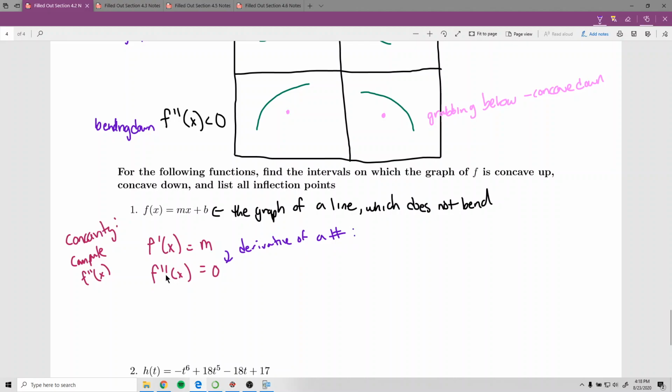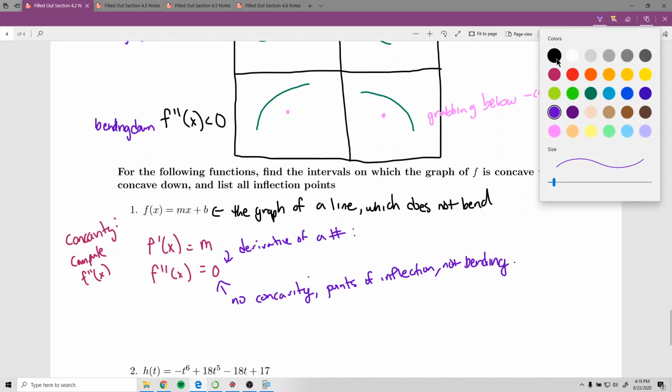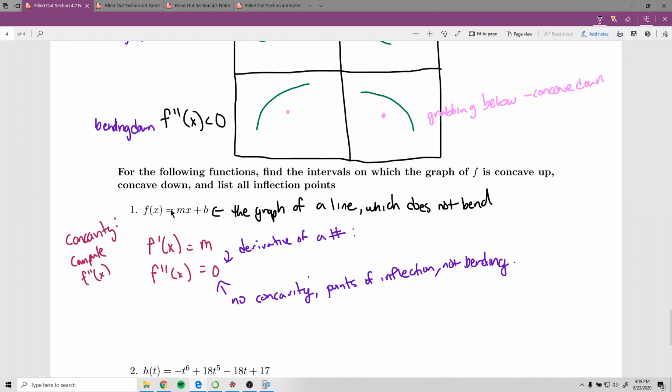And what this means when your second derivative equals 0 is that there's no concavity. There are no points of inflection. It's not bending. There's just nothing happening related to the second derivative. So like I said, this isn't a homework problem, but you know what the graph of a line looks like, so it also helps to understand that you have to have this bending nature.